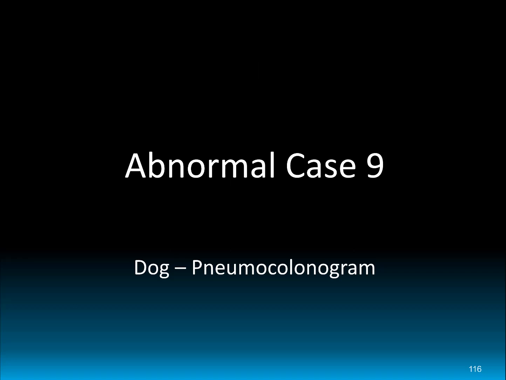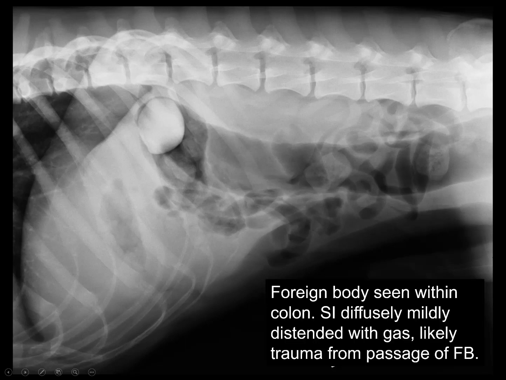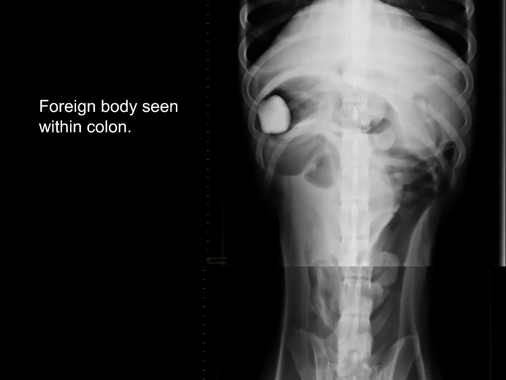Here we have a case in a dog, and I'm jumping straight forward to the pneumocolonogram, where we have a mineral object that is in the abdomen, and it is in some sort of intestinal segment. Fortunately, we've done the pneumocolonogram at this point, and we can see that that gas continues back toward the rectum, and as we go to other views, we'll be able to see that it is pretty definitively within the colon. Again, since it got all the way there from the small intestine, the odds of this causing a problem are pretty low.